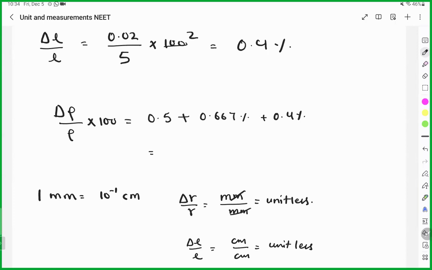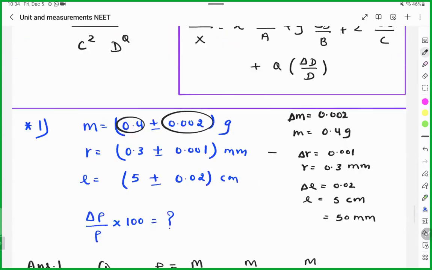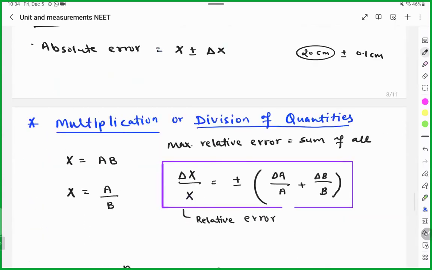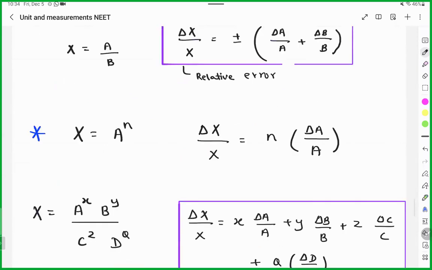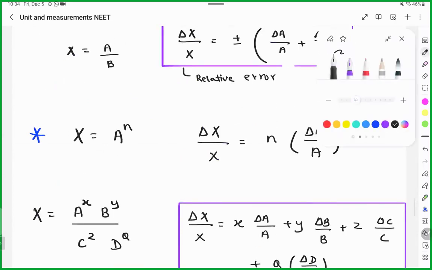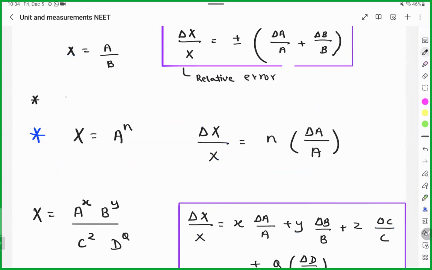6, 4, 10, 15. So 1.567%, about 1.5. Okay, I will add in the notes here. Very important, because anybody can miss this. Unit of quantity are not changed. And that is the reason you solve questions.